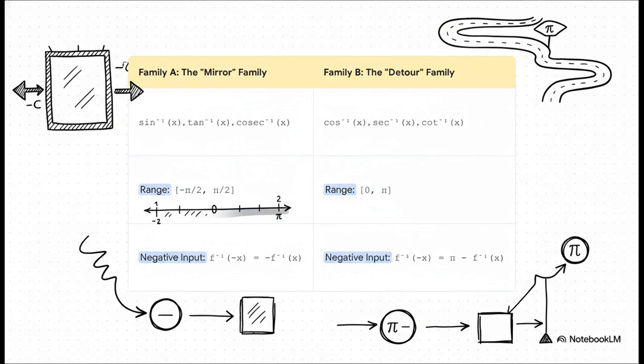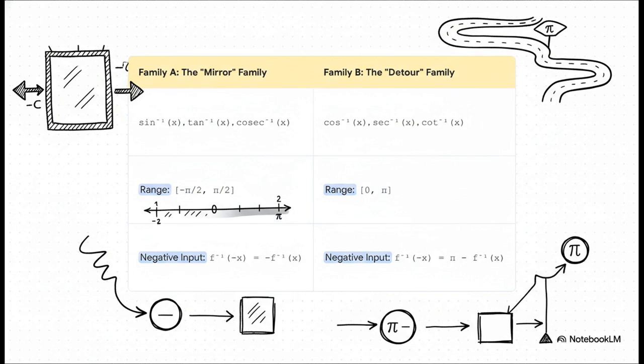So, meet the families. In family A, we have inverse sine, tangent, and cosecant. I like to call them the mirror family. Their range is centered right at 0, from negative pi over 2 to positive pi over 2. And when you give them a negative input, they do something simple. They just mirror it by popping the negative sign out front.